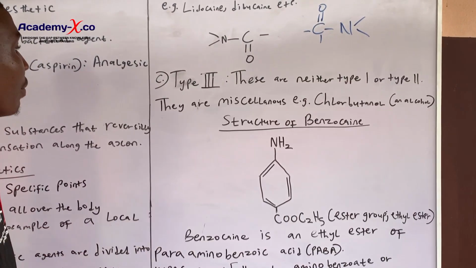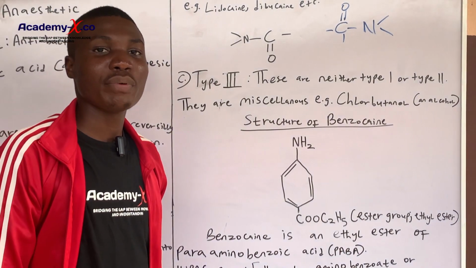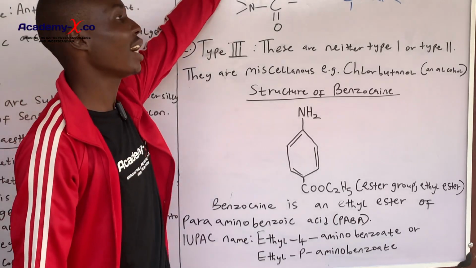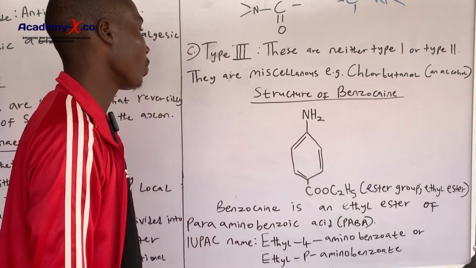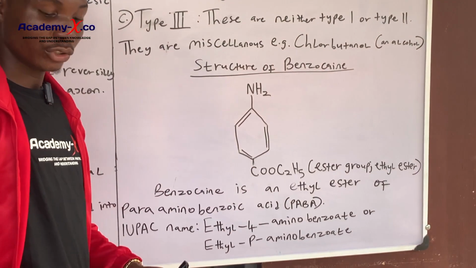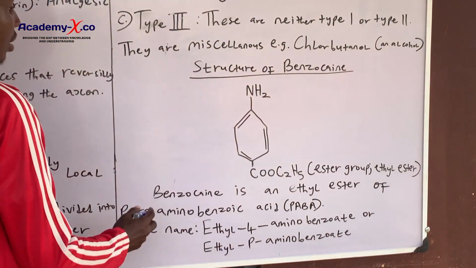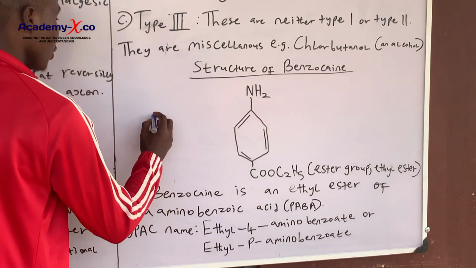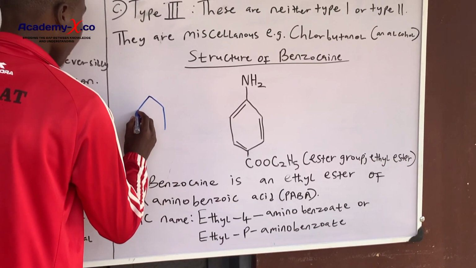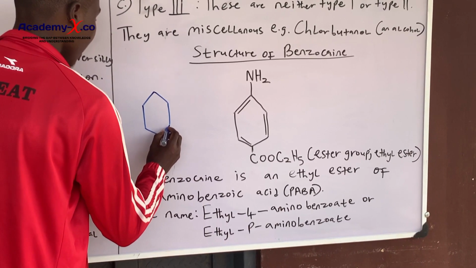Then we'll now go over to the main structure of benzocaine, which we have found out to be a local anesthetic agent and falls under type 1. So what we have here is the structure of benzocaine. What can you see from this structure? We're going to be breaking it down so that you can follow the drawing. First of all, we have the benzene ring.